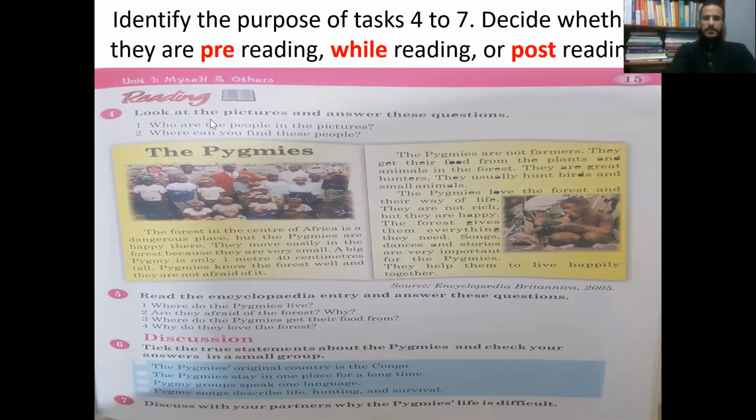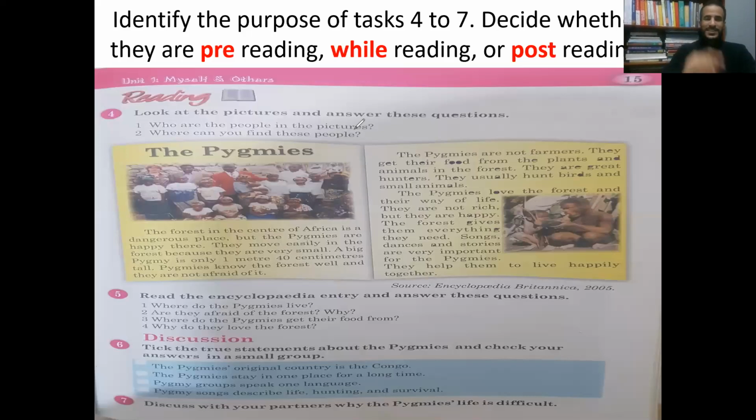Number 4: look at the pictures and answer these questions. Who are the people in the pictures? Where can you find these people? So activity number 4, is it pre-reading, while reading, or post-reading? It's pre-reading. Do you agree? So what is pre-reading?